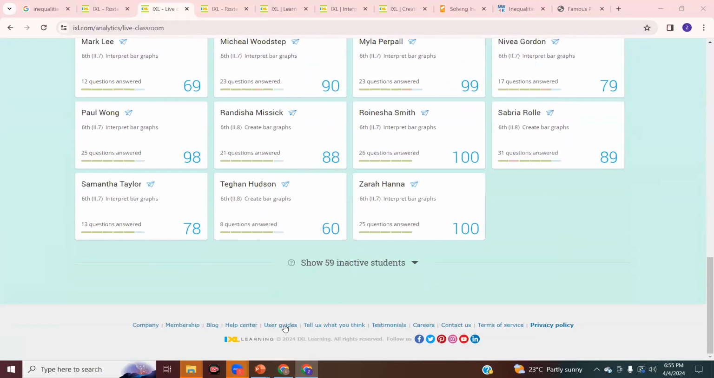Again, once you finish, you don't see the quiz. I'm going to repost the quiz inside the chat. This is quiz 1 and quiz 2. The first one is interpreting bar graphs. The second one is creating bar graphs.